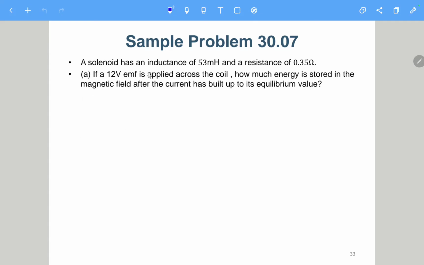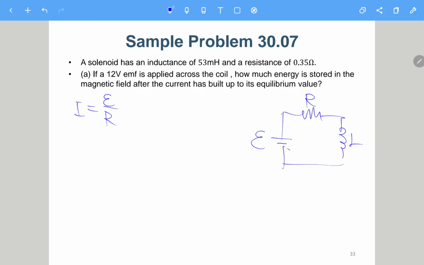So here it says a solenoid has an inductor and a resistor. If a 12-volt EMF is applied across the coil, how much energy is stored in the magnetic field after the current has built up its equilibrium value? So in that case, first we can try to calculate I equals E over R. Because the circuit is something like this: this is the battery, this is the resistor, this is the inductor.